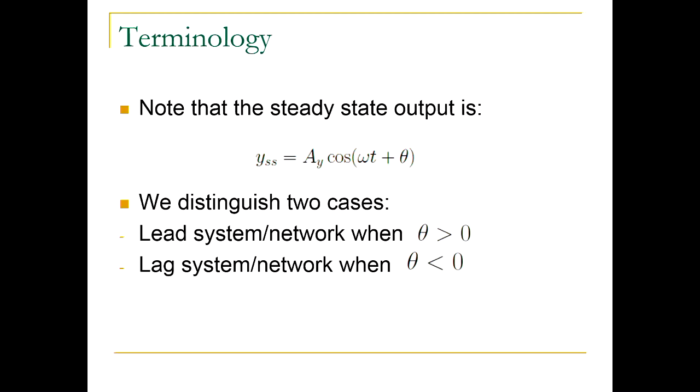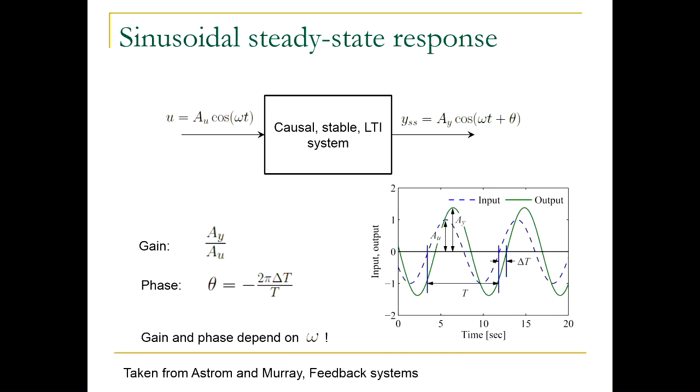So note, steady state output is given by this, and we will distinguish the two cases. When theta is positive, we will talk about a lead system or network. And when theta is negative, we will talk about lag. So the steady state output is lagging the input, or leading the input. That's just terminology that we will use, all right? And that has to do with whether theta is positive or negative. What is theta? It is that shift in phase that we get between input and output in steady state.